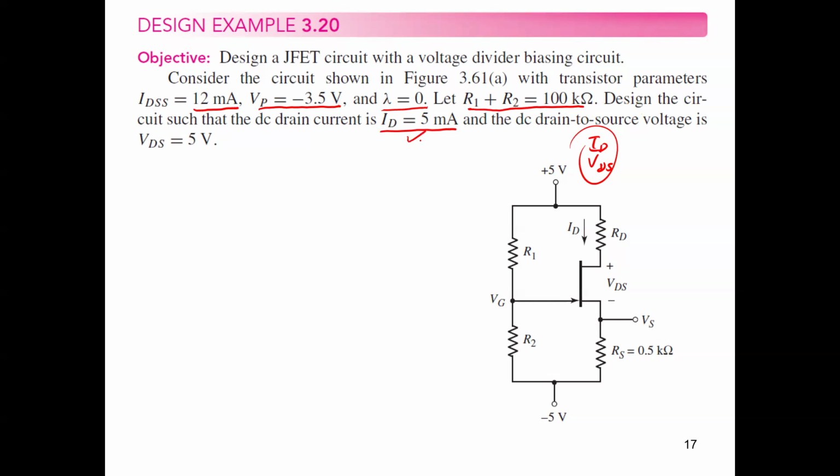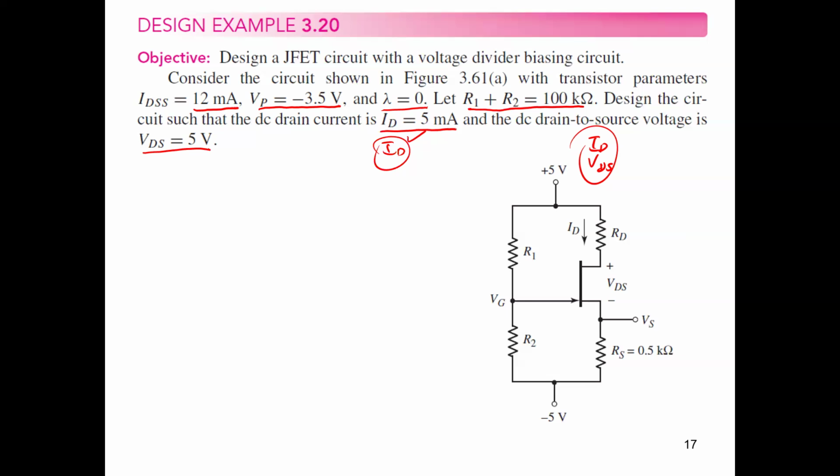So we have here the drain current, which is I_D, and the drain to source voltage is 5 volts. So we have 5 volts and 5 milliamperes. This is now our operating point.